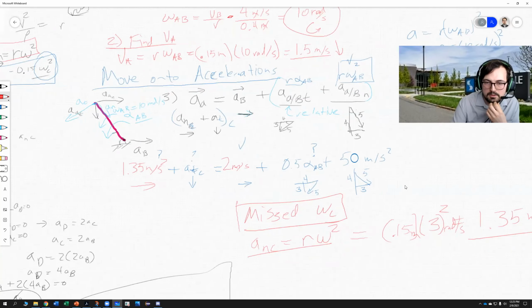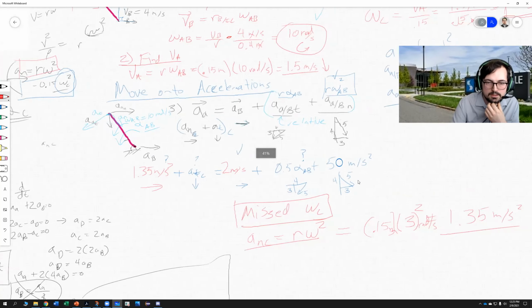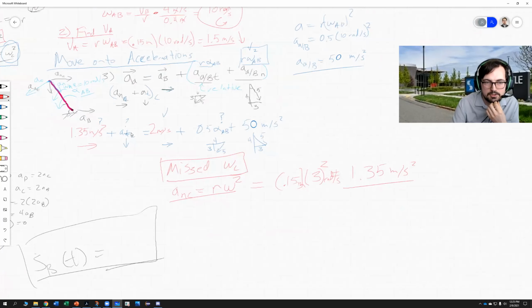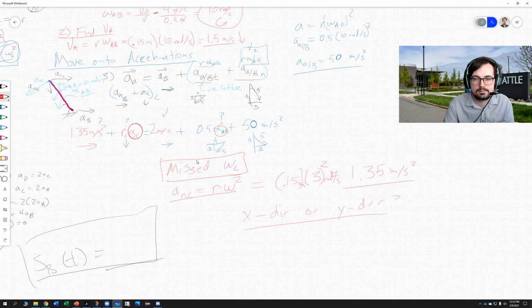So I know all of this information here. What I'm missing is alpha AB and the tangent component over here, which I know looks like RC times alpha C. Now alpha C I don't know, so these are my unknowns. So if I'm looking at this, the real question is, do we look in the X direction or the Y direction first?